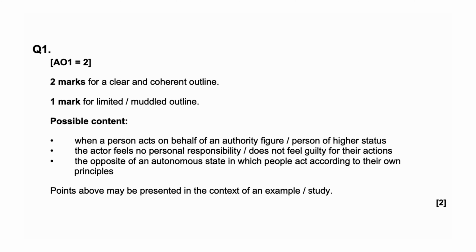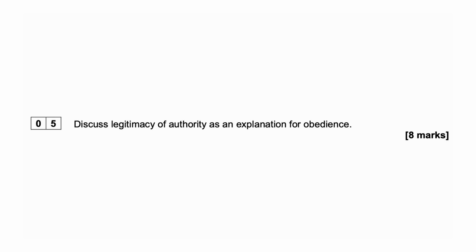So possible content that you could include for this question includes when a person acts on behalf of an authority figure or person of high status, and the actor or agent feels no personal responsibility and doesn't feel guilty. And it is the opposite of an autonomous state in which people act according to their own principles. So now we move on to our 8-marker, looking at legitimacy of authority as an explanation for obedience. So give yourself a few minutes, do a plan, write the answer out, whatever is best for you, and then we'll go through the mark scheme.